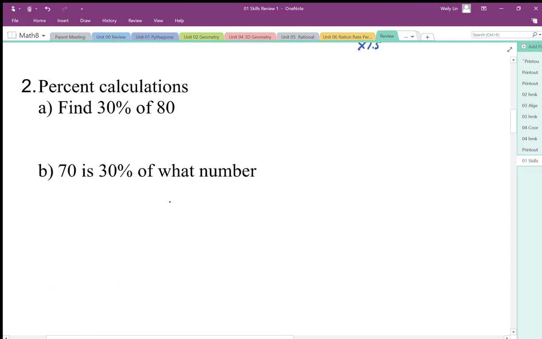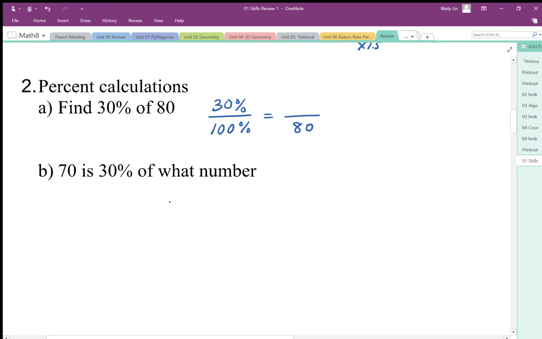Finding percent calculations. Percent calculations are really just proportional equations, so we can always go back and set this up as a proportional equation. So it's a times divide comparison. I can set this up as 30% compared to 100% is equal to part to whole. The 80 in this sentence represents the whole.